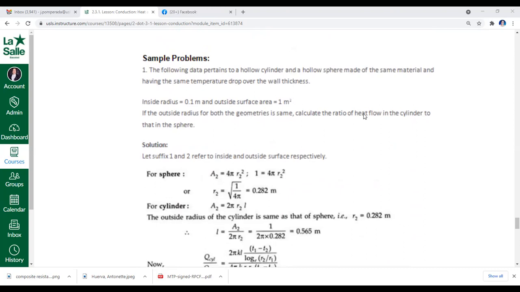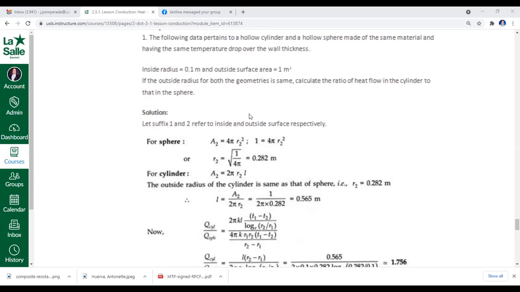So let me read the problem first to you. The following data pertains to a hollow cylinder and hollow sphere made of the same material and having the same temperature drop over the wall thickness. So whatever is the wall thickness of your cylinder, or the wall thickness of your hollow sphere, you have the same temperature drop for that, and the two are made of the same material. You're given this information that the inner radius of your sphere and of your cylinder is 0.1 meter, and the outside surface area of both is 1 square meter.